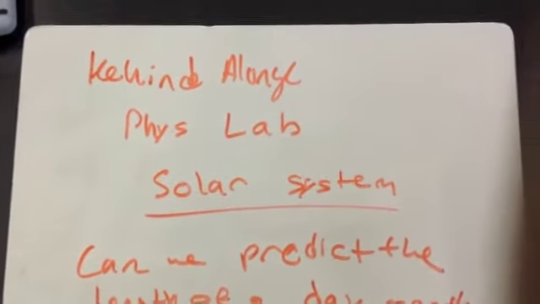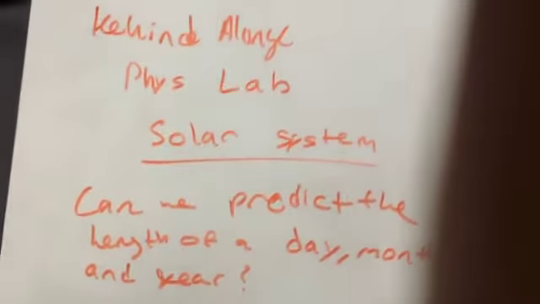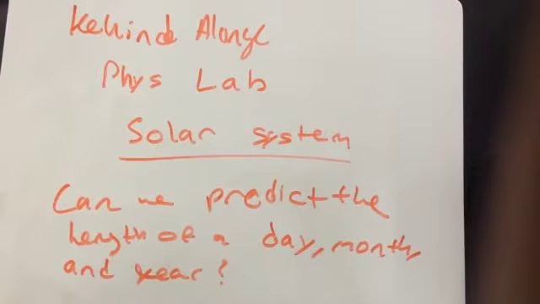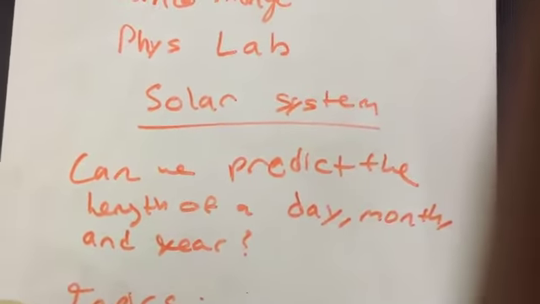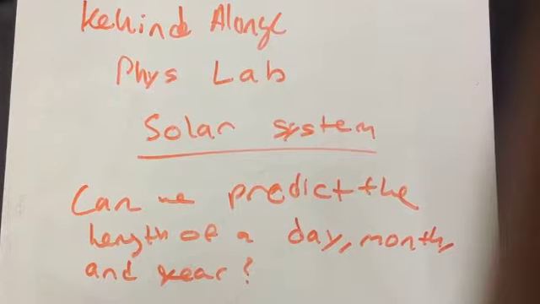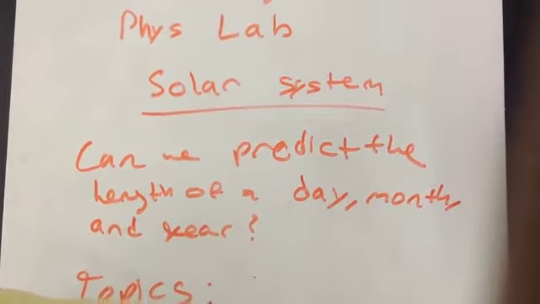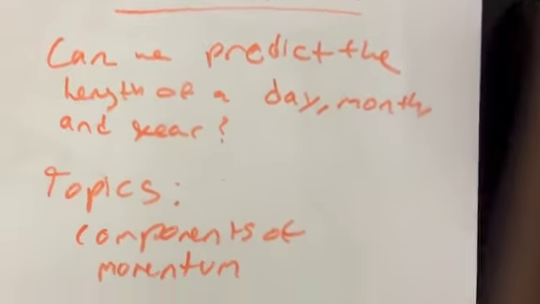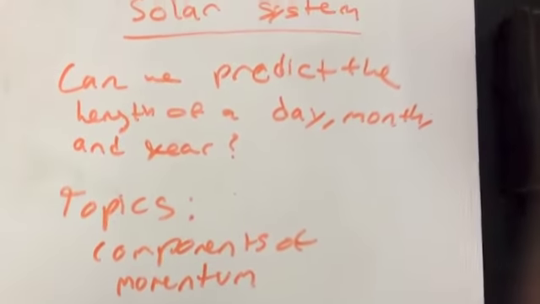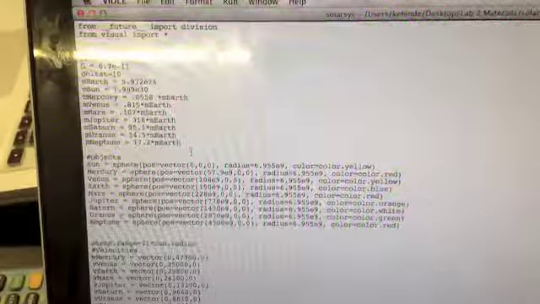Hello, my name is Kenny Longa, and today we're going to be using VPython to model the solar system. In this, one of the major questions we'll try to grasp is can we predict the length of a day, month, and year using VPython? Topics covered will include components, momentum, and several other factors.